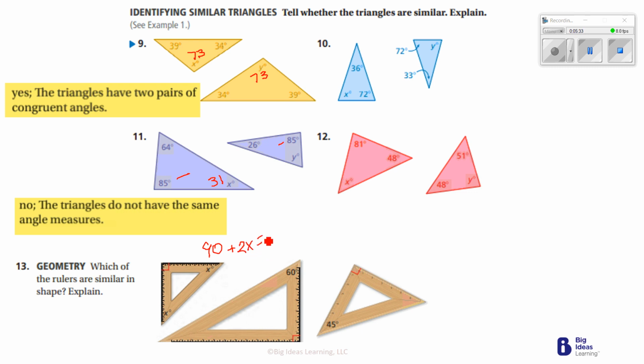That has to equal 180, which means I'm going to minus 90 from here. Means I'm minus 90 from here. That's going to give me 2x equals 90. I'm going to divide by 2. And you can see that 90 divided by 2 is going to give me 45.